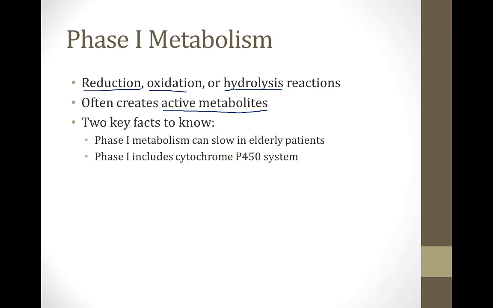In fact, some drugs require a phase 1 reaction to activate them from a prodrug into their active form. Two other key facts to know are that phase 1 metabolism has been shown to slow down in elderly patients. So there does appear to be an age-related decline in the rate of these reactions. And then the second thing that's important to know about phase 1 metabolism is that this includes the very important cytochrome P450 system, which we'll talk about now.